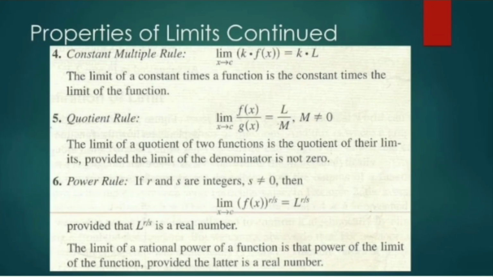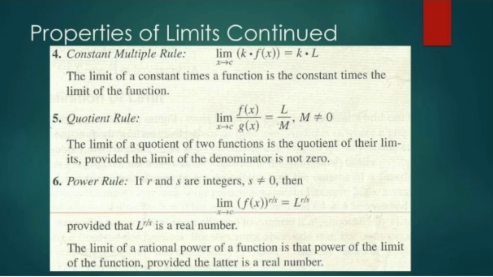Number 4, constant multiple rule. The limit of a constant times a function is the constant times the limit of the function. Number 5, the limit of a quotient of two functions is the quotient of the limits, provided the limit of the denominator is not 0.